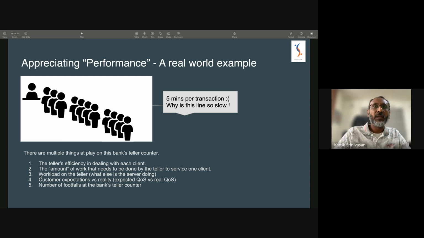So now let's look at all of this and see what is going on. Multiple things are at play when you look at this queue. 5 minutes per transaction at the very minimum is not an acceptable number, right?